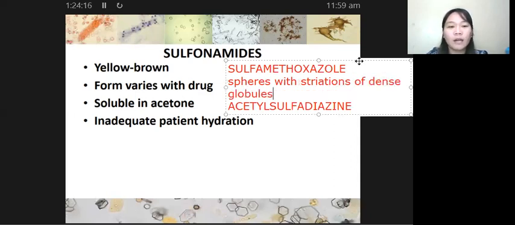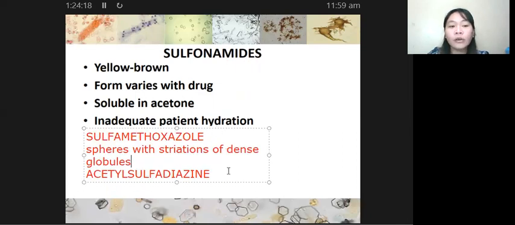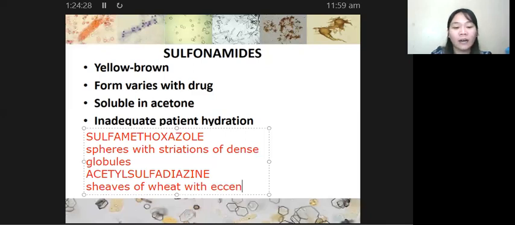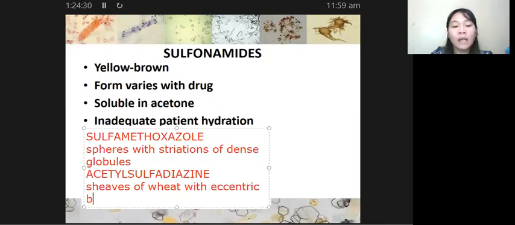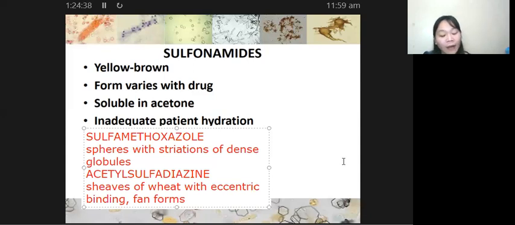Okay, so your acetyl sulfadiazine naman, they usually appear as sheaves of wheat with eccentric binding. They have also been described to have fan forms. So fan forms or sheaves of wheat.